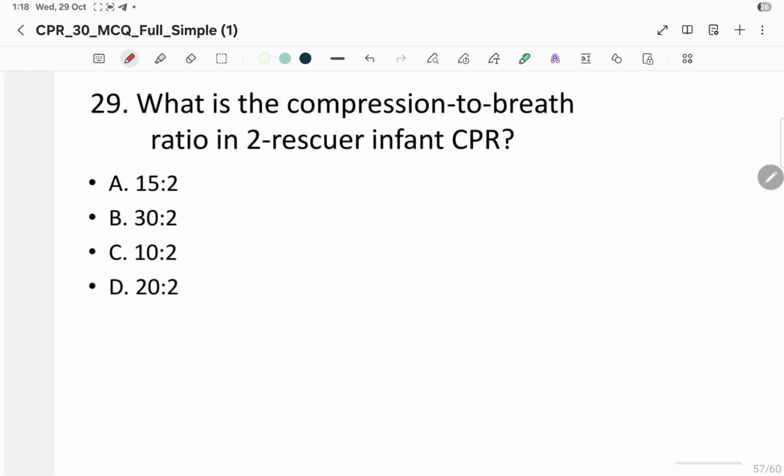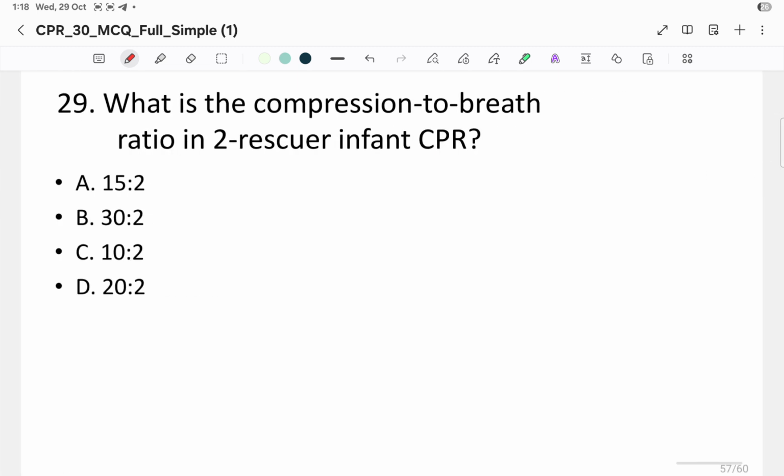Okay, next, what is the compression to breath ratio in two rescuer infant CPR? So when we are giving CPR to the infant in presence of two rescuers, how many compressions to breaths should we give? Option A, 15:2, B, 30:2, C, 10:2, D, 20:2. So when there are two rescuers in infant CPR, the compression to breath ratio is option number A, 15:2.